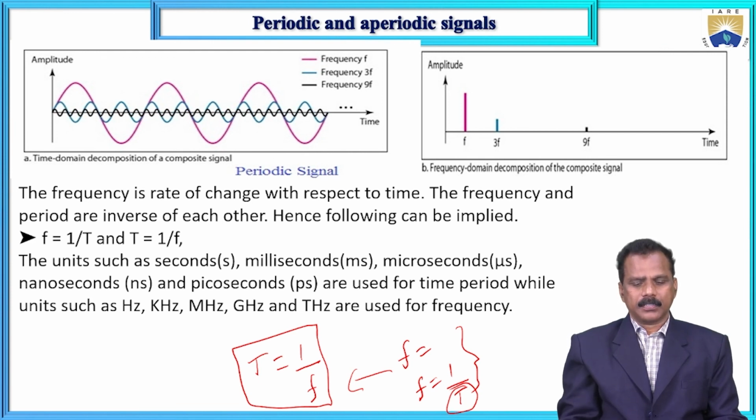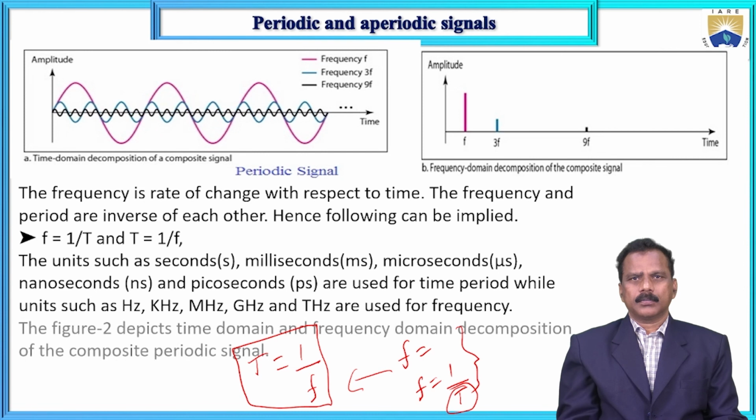Units such as seconds and milliseconds, and we can consider microseconds, nanoseconds, and picoseconds, are used for time period, while units such as hertz, kilohertz, megahertz, gigahertz, and terahertz are used for frequency. So using all these different values, we will observe how the frequency variation changes the time domain and frequency domain.